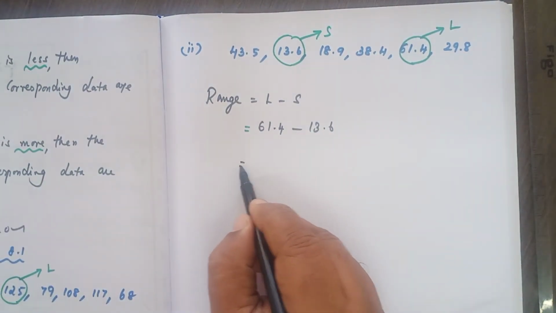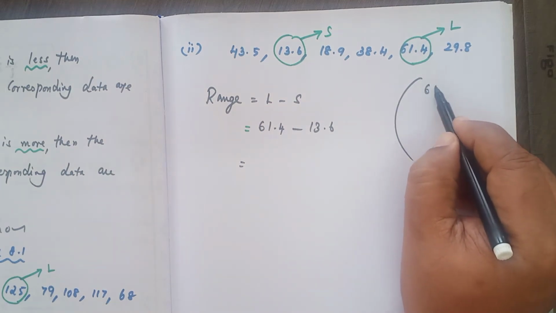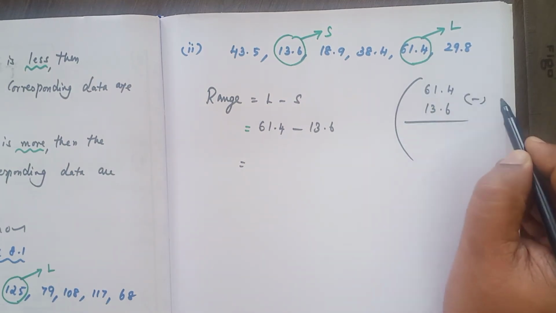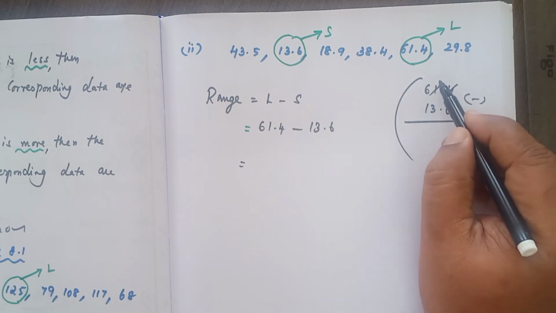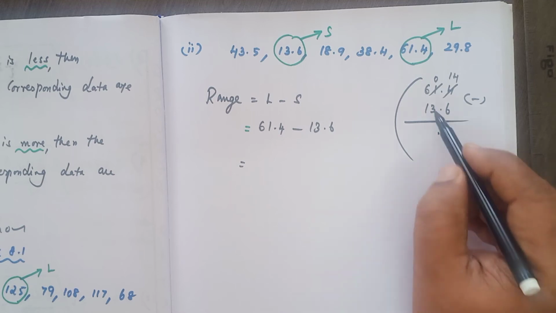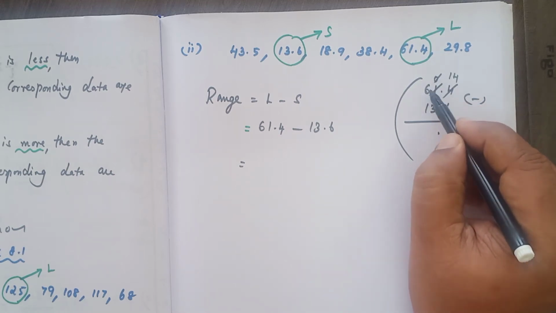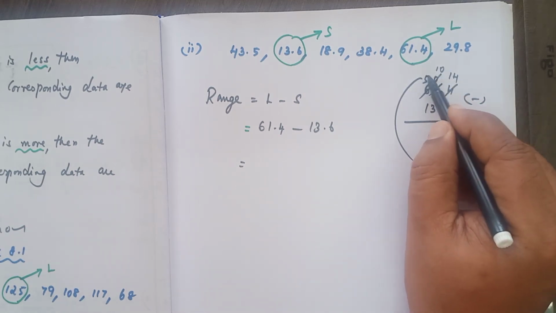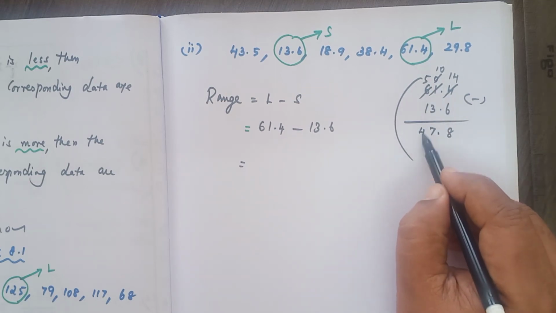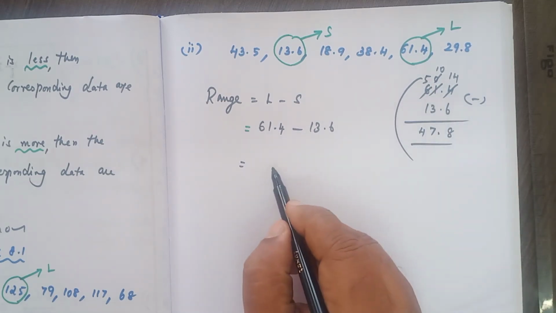Then you have to subtract. I do the calculation here. 61.4, 13.6. If you subtract, you have to borrow over here. It will be 0. It will be 14. 14 minus 6, that is equal to 8. Here once again you have to borrow. It will be 10. It will be 5. 10 minus 3, that is equal to 7. 5 minus 1, that is 4. 47.8.